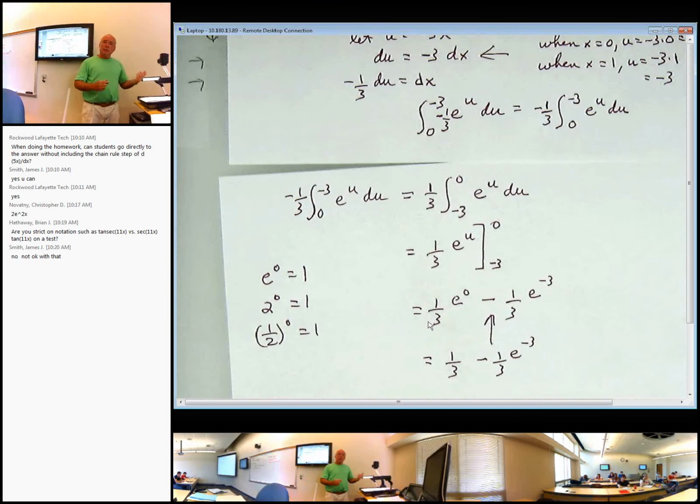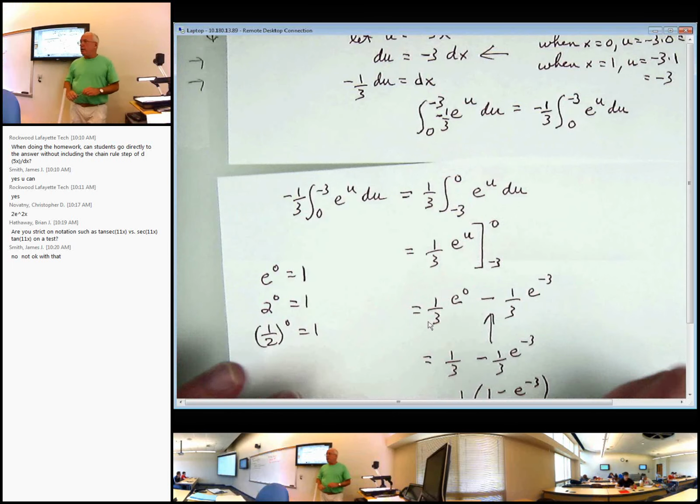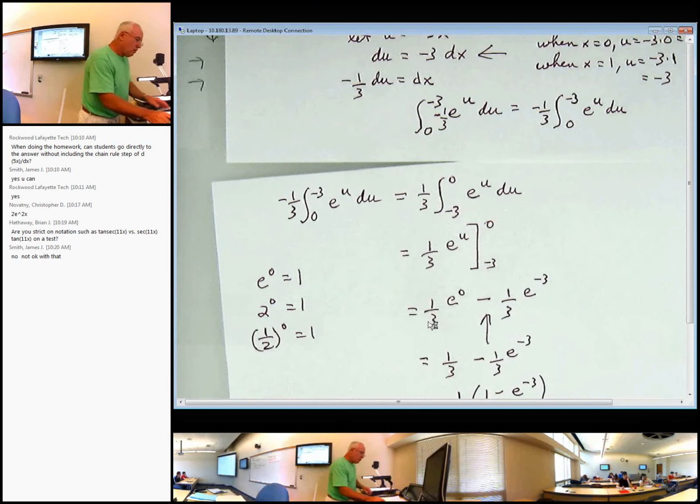You can certainly distribute the 1/3 out and make it 1/3 times parentheses 1 minus e to the -3. I don't care about that, but you can do that, all right? Okay. All right.